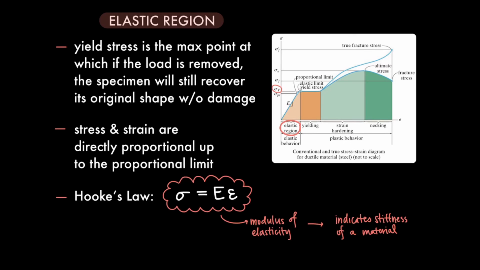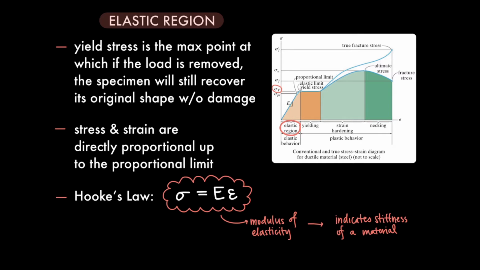Another thing you've probably noticed about the elastic region is that the graph is linear here. This means that stress and strain are directly proportional all the way up until the proportional limit, which is sigma sub PL. In other words, as stress increases, strain also increases by a numerical constant. This concept is known as Hooke's law and is represented by the equation sigma equals E times epsilon. The E is that numerical constant I just mentioned, and it's called the modulus of elasticity.